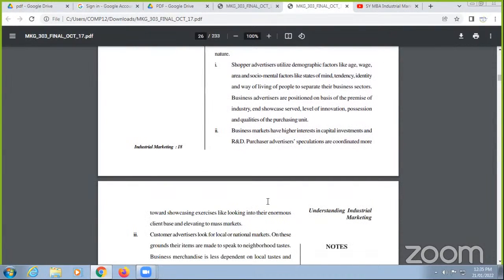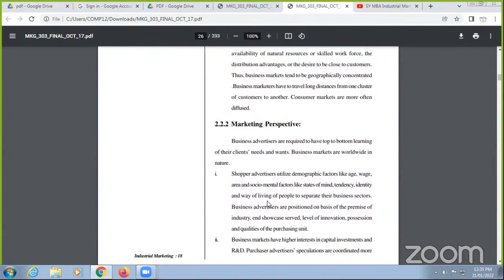Consumer advertising utilizes demographic factors like age, wage, and area, and psychological factors like attitudes, tendencies, and lifestyle of people to separate their markets.